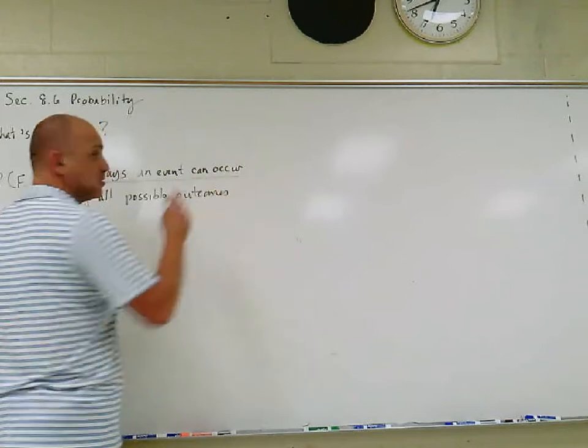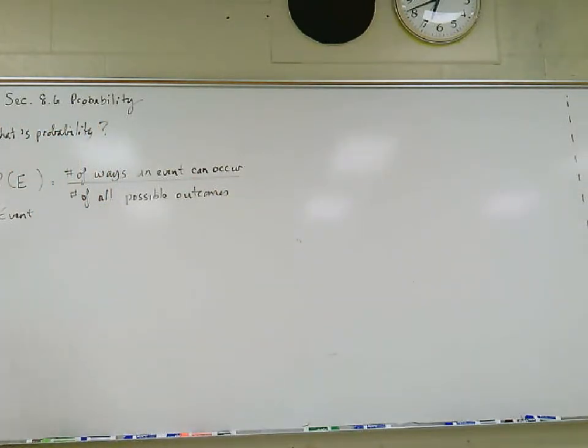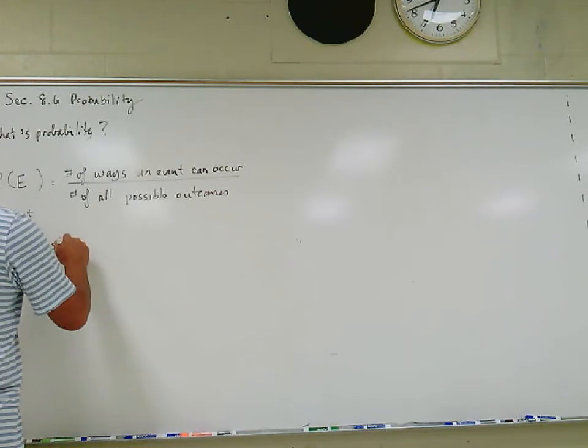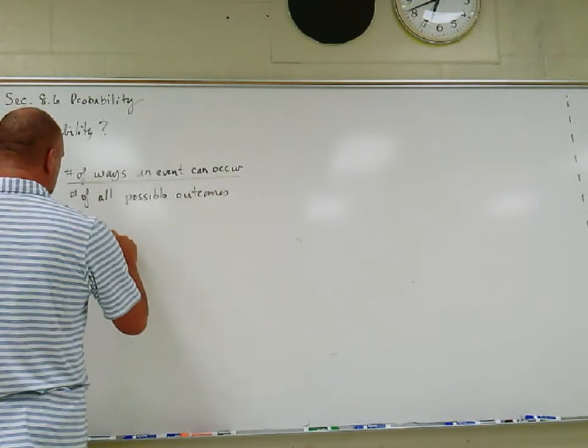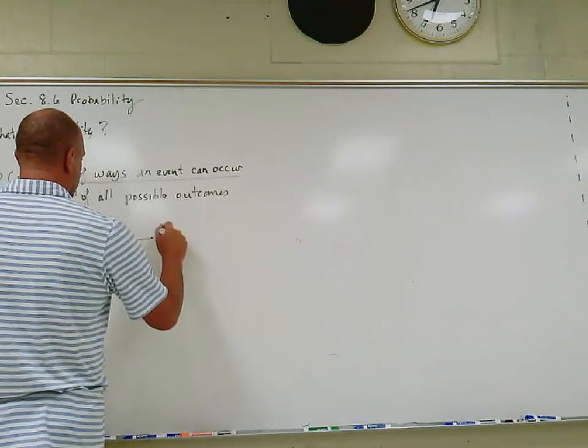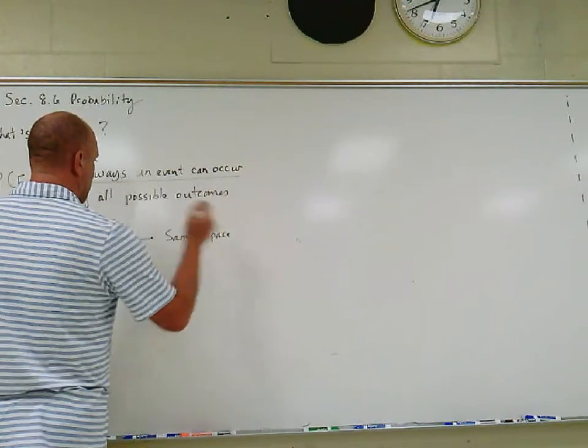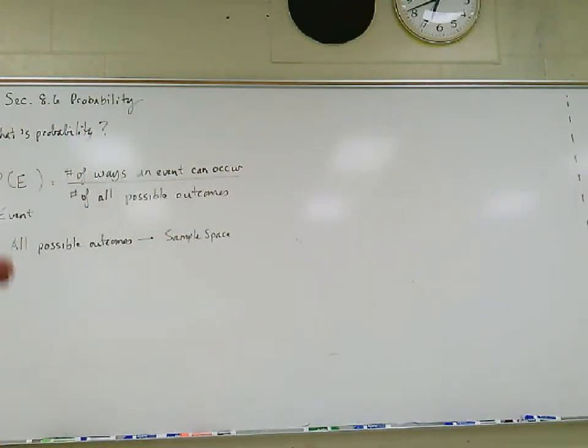Because you have to have something to compare it to. If you're looking for the chance that it can happen, you have to have a comparison, right? If you list this out, we say all possible outcomes, and we'll look at some examples. It's called the sample space. A lot of times we'll just list the sample space.